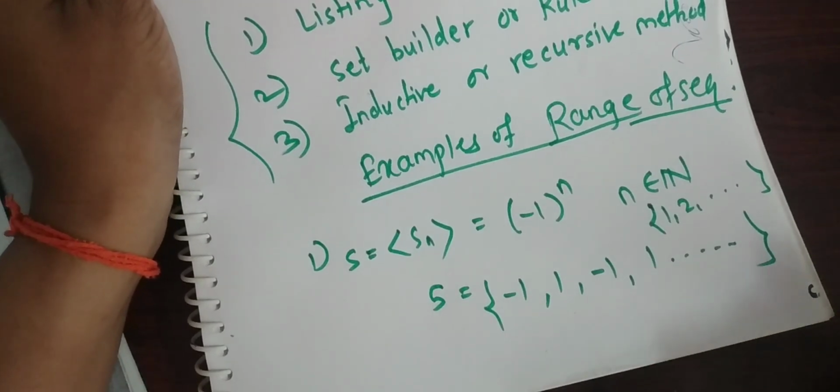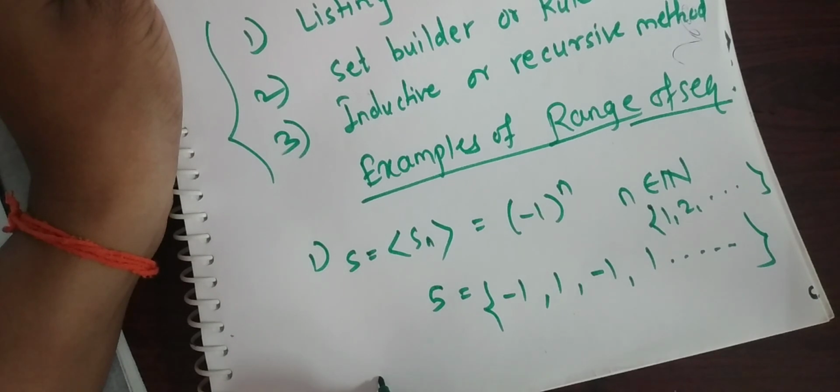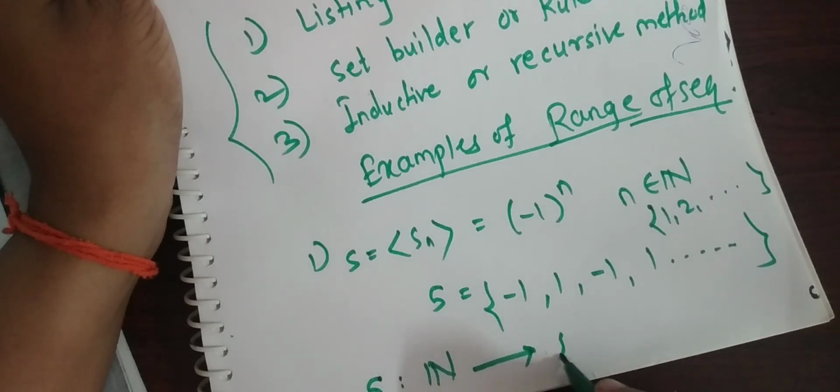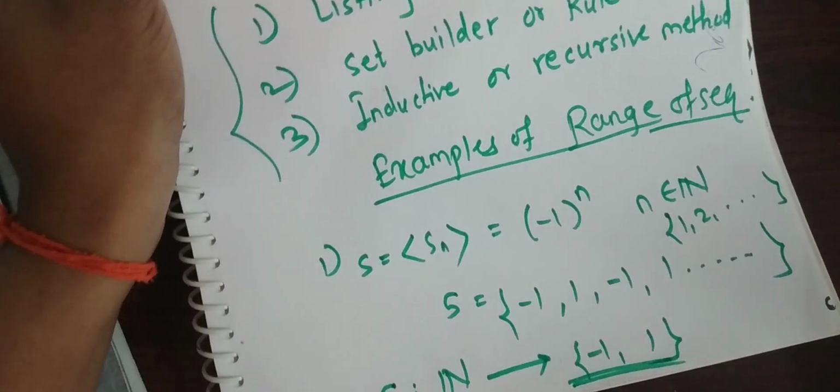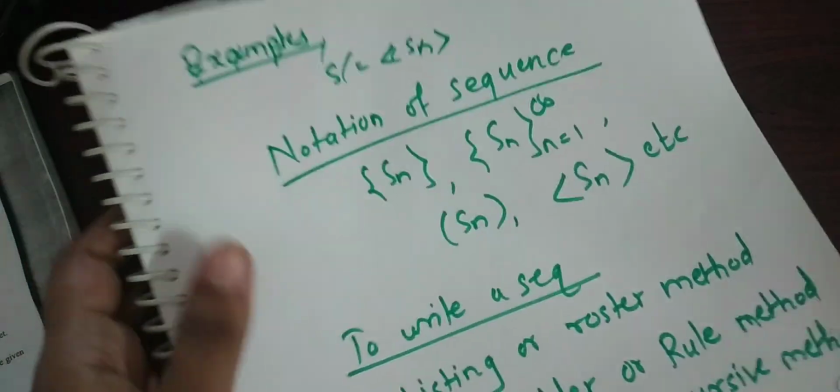Yes, so what is range? Means here you can write this sequence. Here the domain is the set of natural numbers. And what is the range? The range is minus 1 and 1, because in the range there are only 2 elements, minus 1 and 1. Understood? So you can say like this.